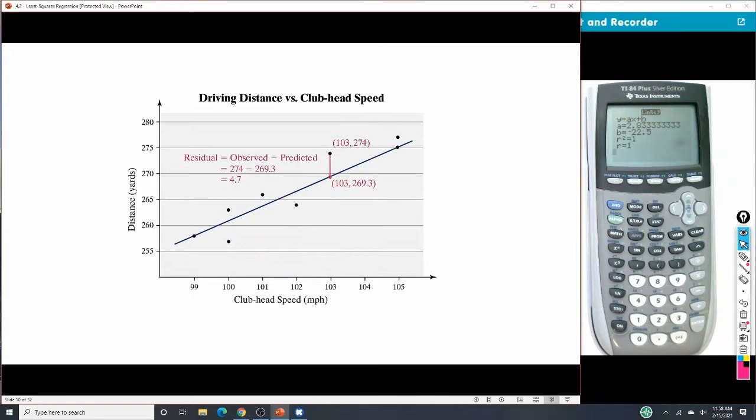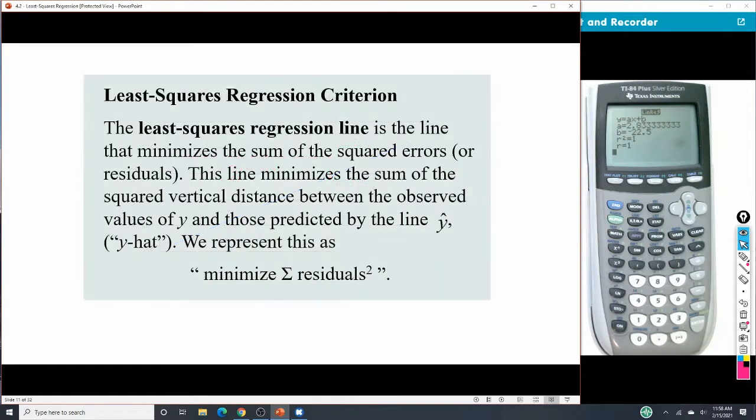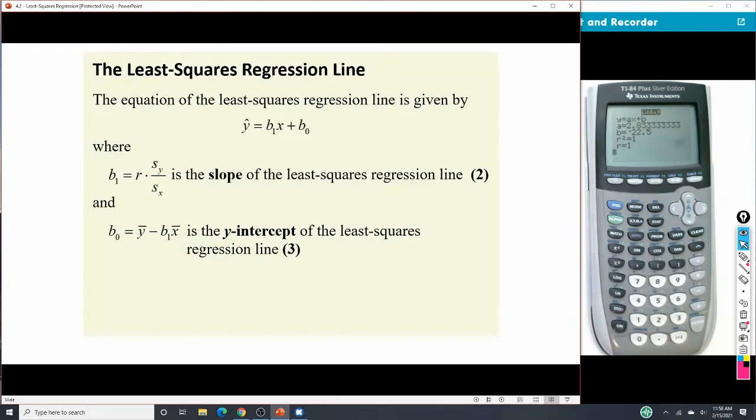All right, and so here's kind of that difference. That's the distance to the line for those pieces. You can see that there in red. And so it's going to be different for every single point. So the least squares regression line is the line that minimizes the sum of the squared errors. And so we want to be able to find those things.